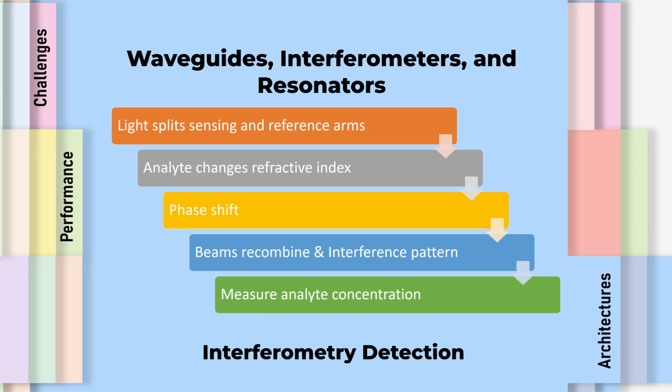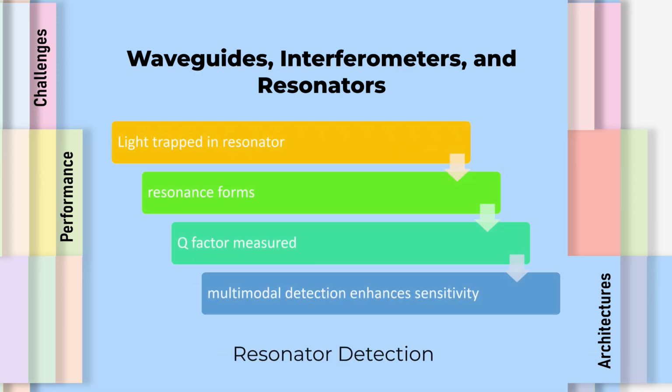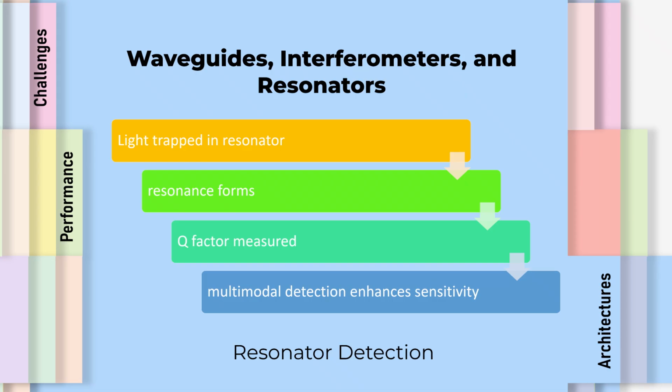Waveguides confine light and use the evanescent field that extends into the surrounding medium to detect binding events. Resonator-based biosensors confine light inside a cavity where it interferes with itself and creates resonance. These systems are evaluated using parameters such as the Q factor. Recent advances include multimodal platforms that combine techniques like LSPR, SERS, and fluorescence to improve sensitivity and detection limits.